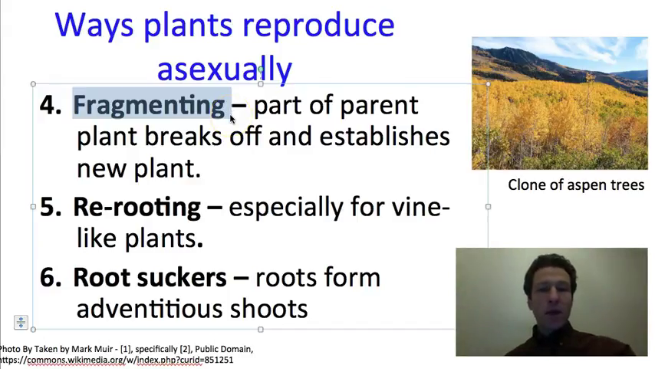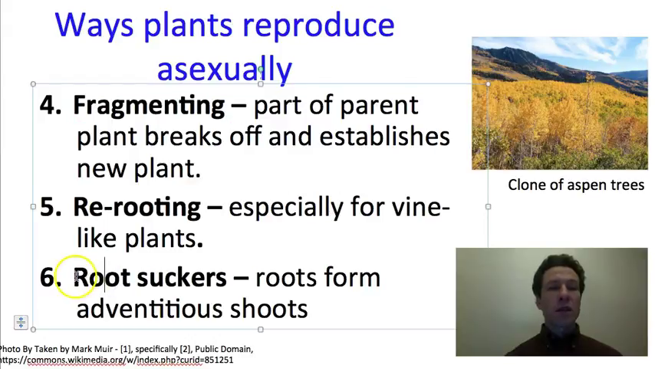We also get rerooting, and this is especially true for vine-like plants. Think about English ivy or poison ivy, for example, that just makes adventitious roots all along its stem. It will initially make one long plant, but if the stem eventually gets broken, those become separate plants.